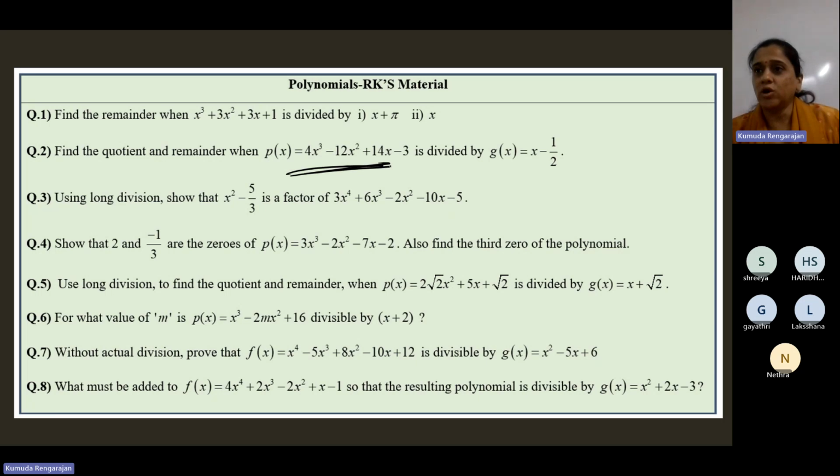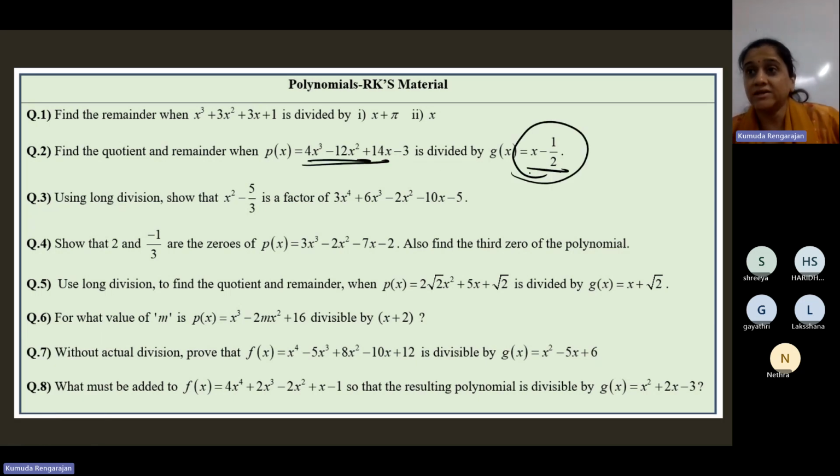The dividend polynomial can be of any degree greater than 1. But this one should be of degree 1 only, linear only. Only if these two conditions are satisfied, you can use the remainder theorem. So you don't have to actually look at the dividend. You'll have to only check the divisor. Is this linear? Yes, it's linear. Then I can use the remainder theorem. You don't have to really bother about the dividend. Look at the divisor. Is it linear? Yes, it is linear. The power of x is 1. Then you can use the remainder theorem.